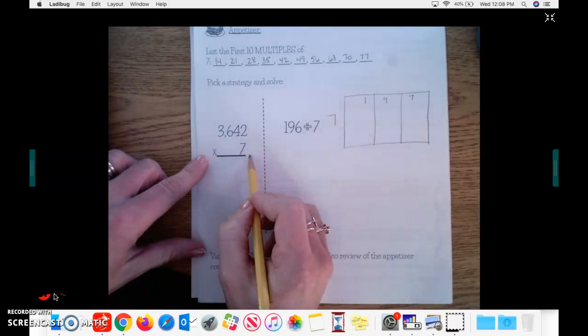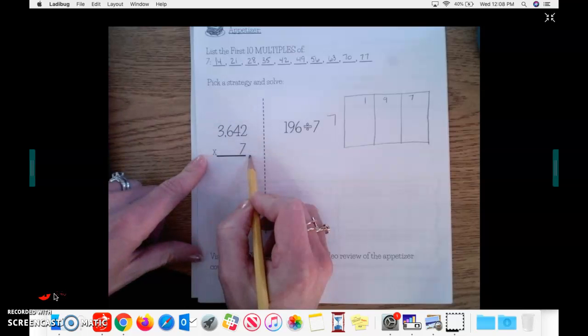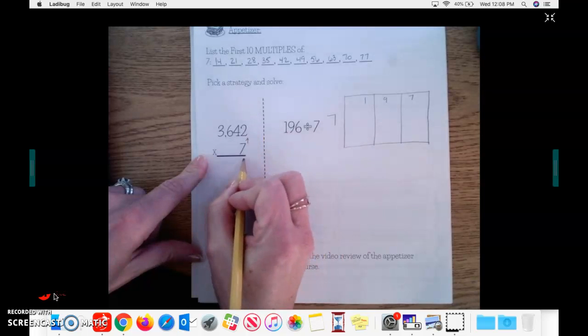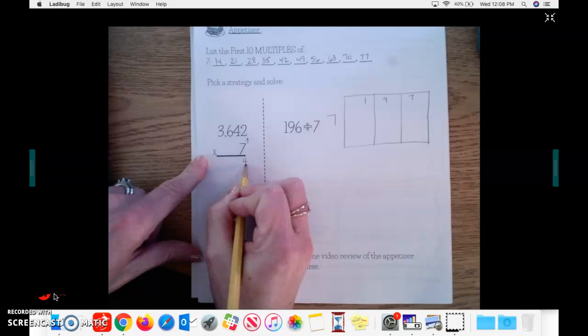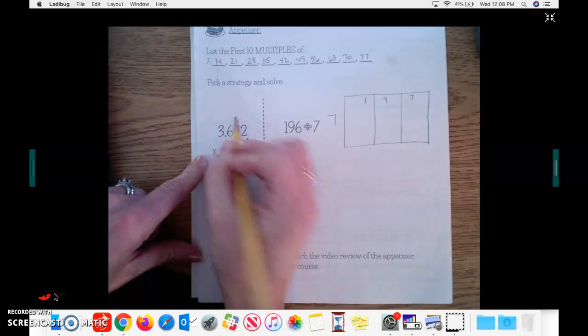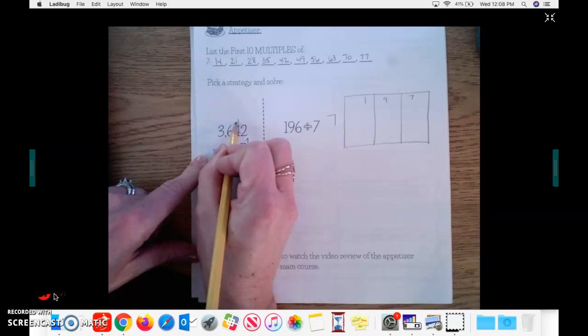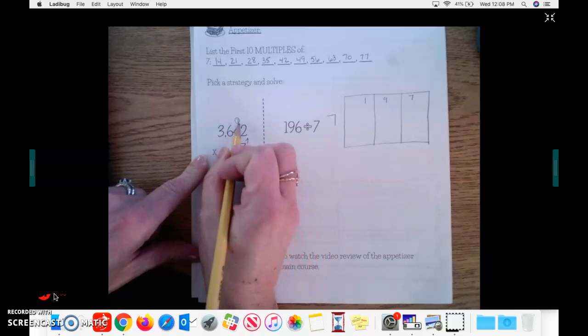Again, you can either use the traditional method or the box method to solve your multiplication. For multiplication today, we're going to use the traditional method. So we first multiply 7 times 2, which is 14. Our 4 goes down underneath the line. We're going to regroup the 1, or the 10. And then 7 times 4 is 28, plus the 1 that we regrouped. So that makes it 29.